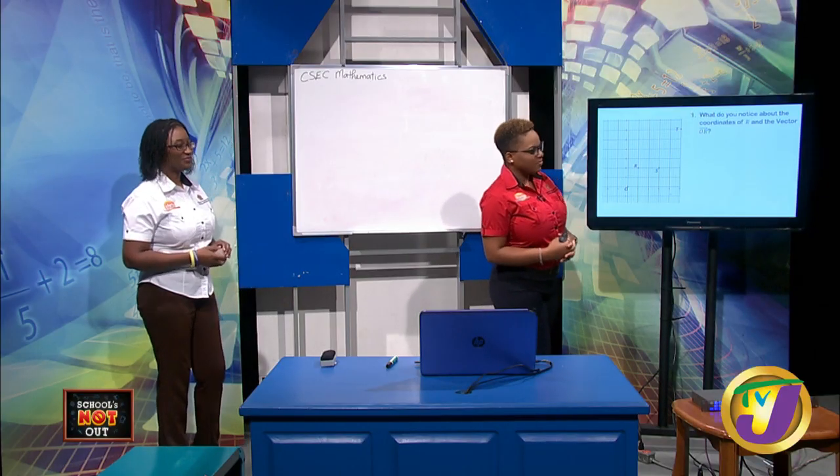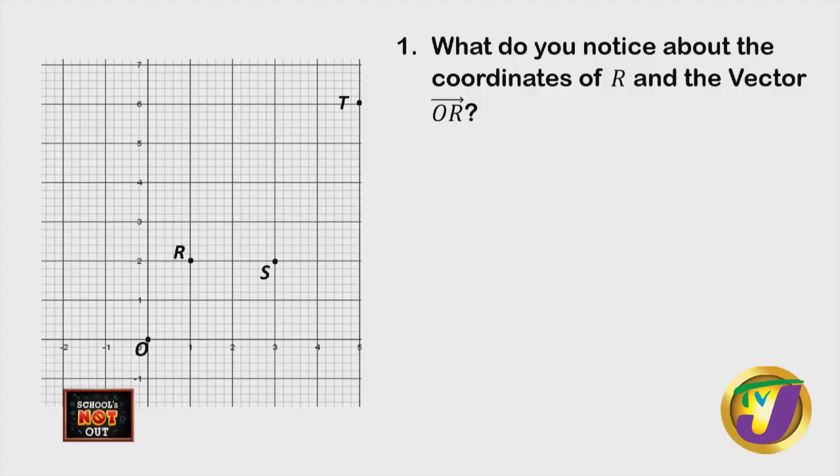Welcome back to School's Not Out, your daily classroom for CSEC and CAPE subjects. We're on the second part of our lesson on vectors. So Karima, I have a grid here and I have some points. What do you notice about the coordinates of R and vector OR?